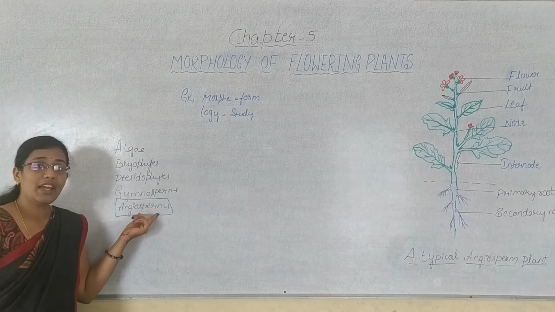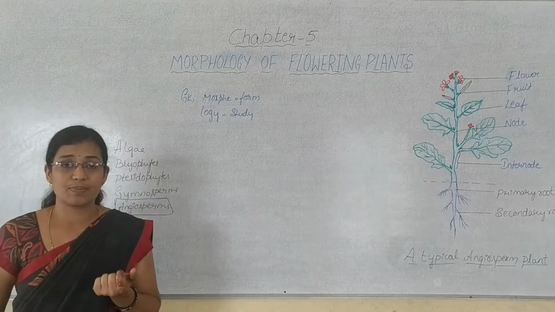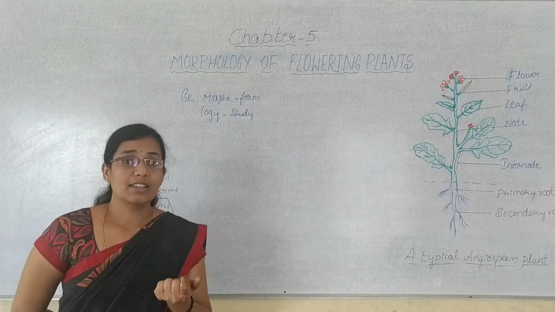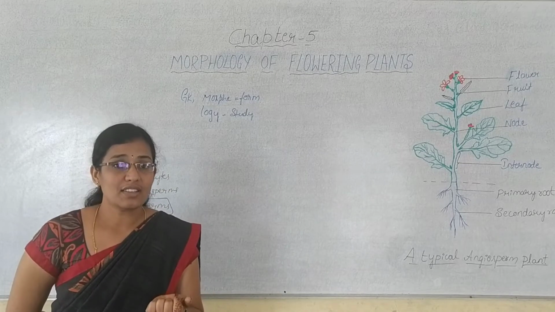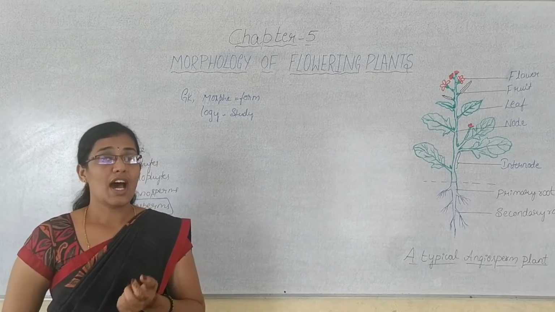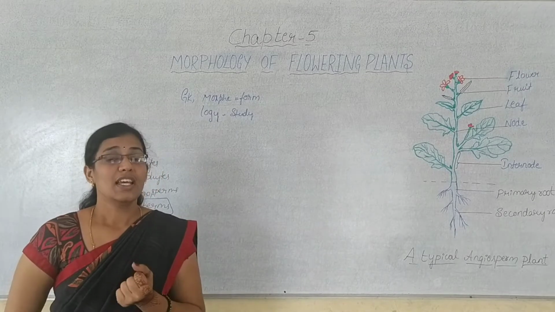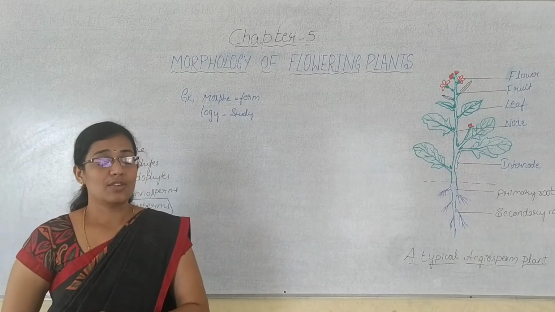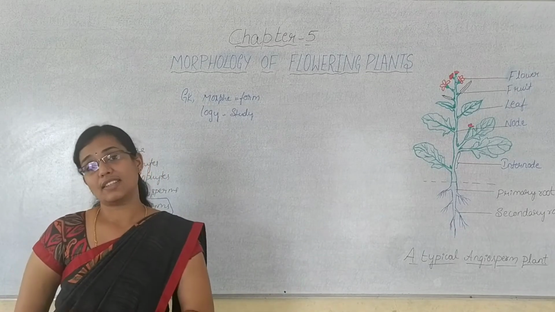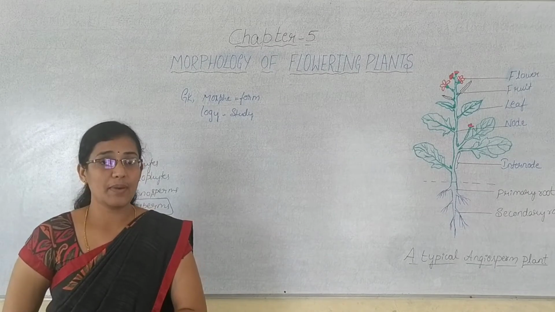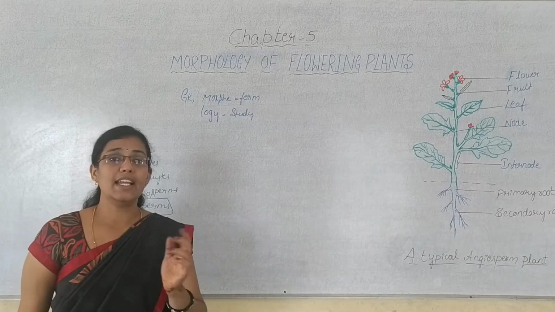So how do you define angiosperms? These are the plants which bear flowers and fruits, and when you look at the fruits, they enclose seeds. So we call angiosperms closed seeded plants, and these angiosperms are highly evolved.